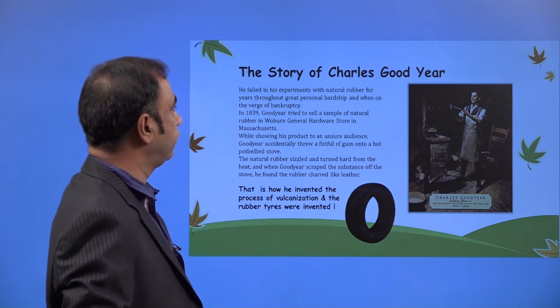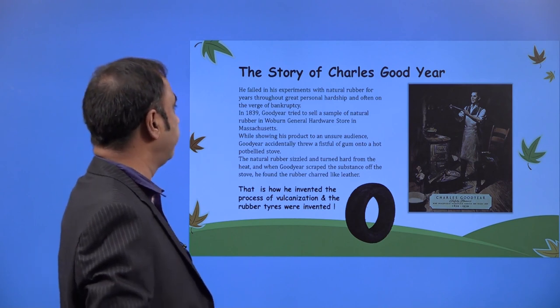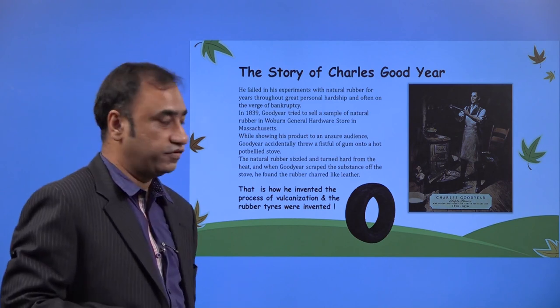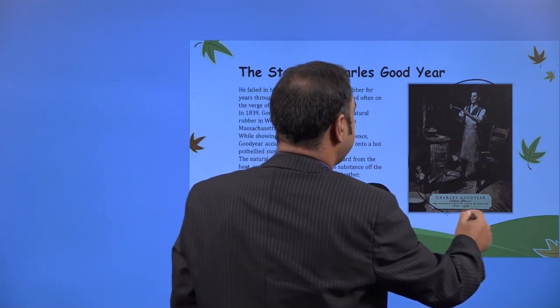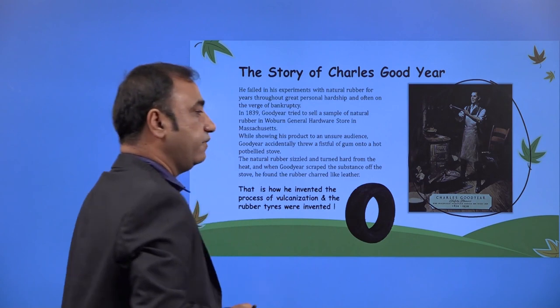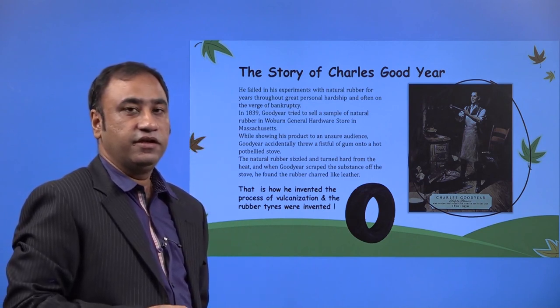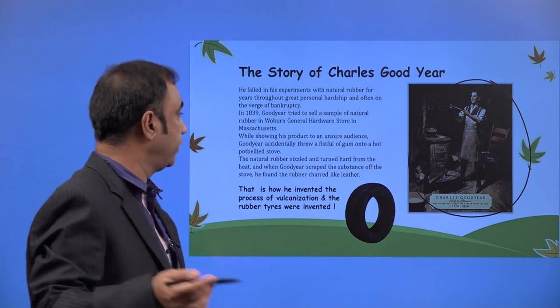The story of Charles Goodyear. He failed in his experiments with natural rubber for years through great personal hardship and often on the verge of bankruptcy. So here you can see Charles Goodyear. Okay? He failed multiple times, and still he never stopped. He was bankrupt multiple times.